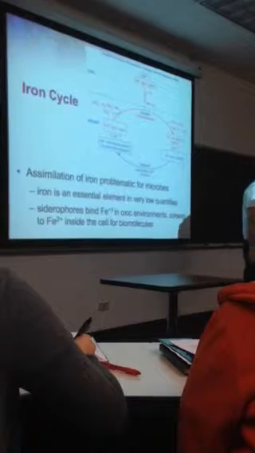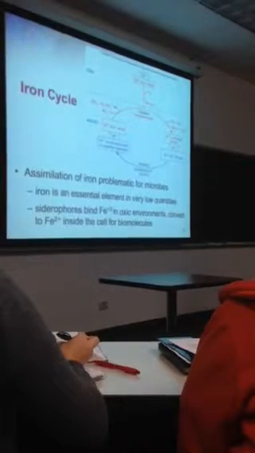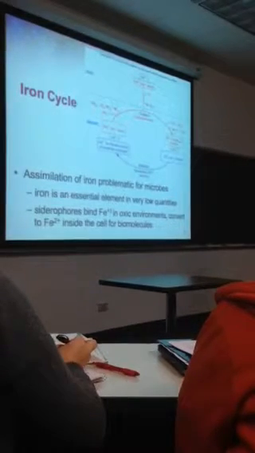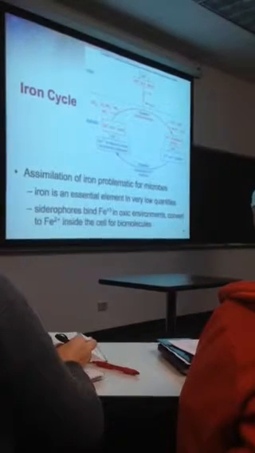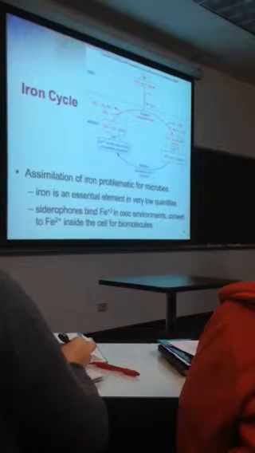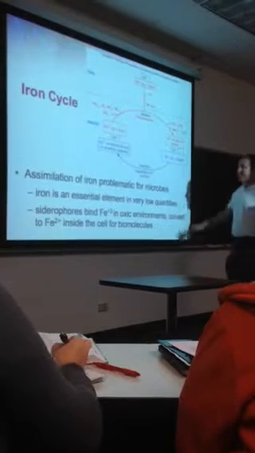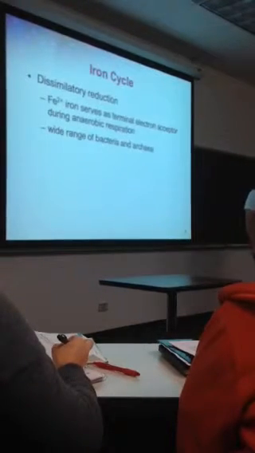So remember, reducing, you get more negative. Oxidizing, you get more positive, because oxidizing, you're losing electrons. Reducing, you are gaining electrons, right? You're accepting. You're the terminal electron acceptor. But that's it for iron cycling.